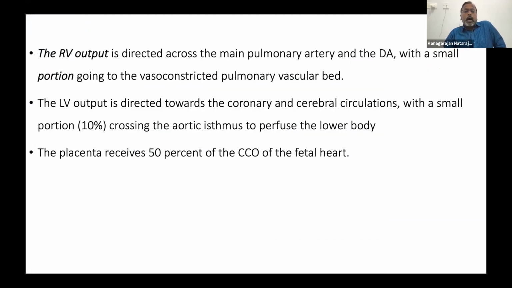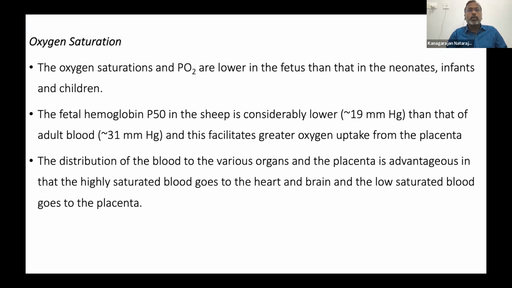So the RV output, as we discussed, goes more into the pulmonary artery and the ductus arteriosus into the descending side, and the LV output is towards the coronary and the cerebral circulation. Now coming to a few important changes in the oxygen dissociation curve, or what we are calling fetal hemoglobin. The oxygen saturations are lower in the fetus than in neonates and infants.